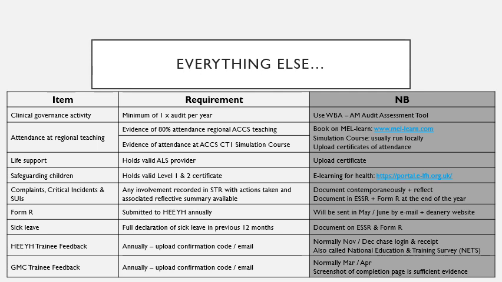So you need to do at least one audit per year and then just send off an audit assessment tool to evidence this. Your regional teaching can be booked via the MELLEARN website and you need to attend 80% of it. If you're organised and you book early and apply for study leave early, 80% is very possible as long as you plan ahead. The CT1 simulation courses are normally organised locally in your trust, so there'll be someone who will be able to locally tell you when the next one is.